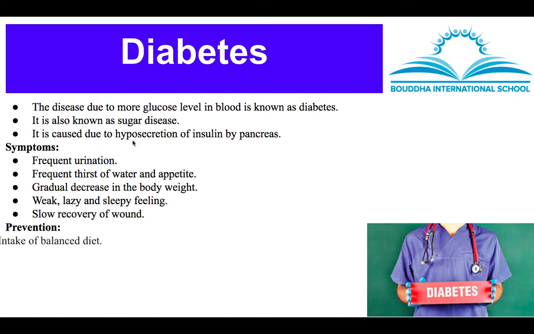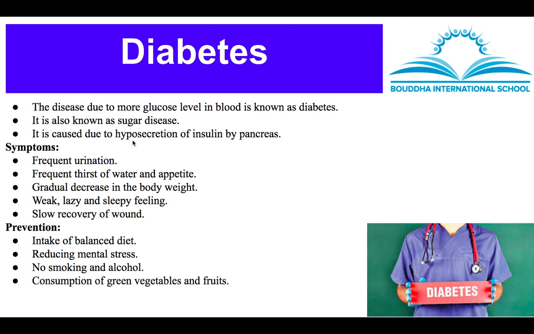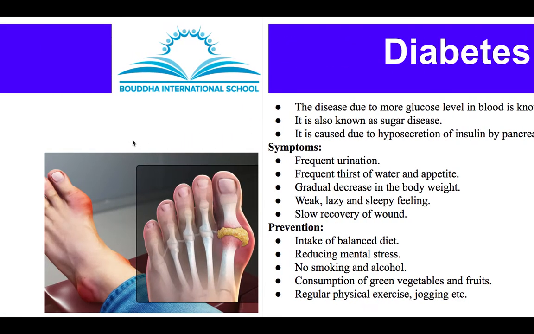To prevent it, one is intake of a balanced diet, because if you take a balanced diet, it can prevent diabetes as well as high blood pressure. Reduce mental stress, same as in high blood pressure. You have to control your mental stress. Smoking and alcohol, we should avoid, and we should consume more green vegetables and fruits, so that we will not have a diabetic problem. And regular physical exercise, jogging, etc., is always good for all kinds of disease.